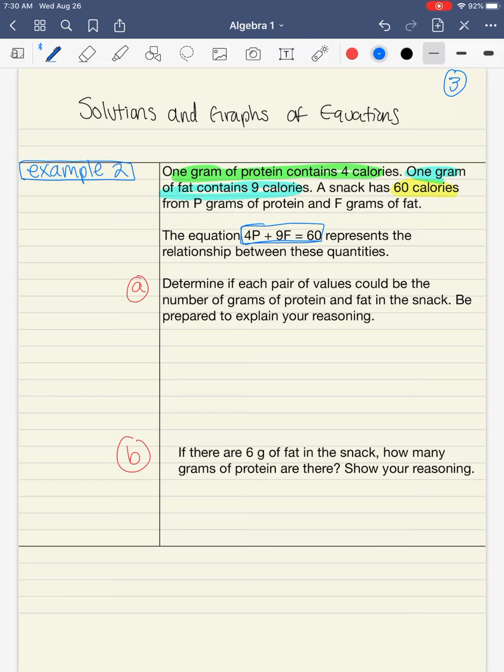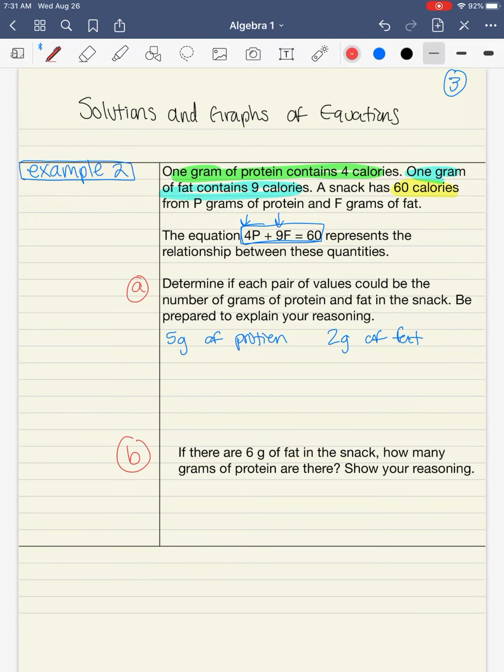So they gave us the equation as well, so we want to interpret what this equation means, as well as decide what some possible solutions are. Notice that 4 is the coefficient for P and 9 is the coefficient for F. It says determine if each pair of values could be the number of grams of protein and fat in the snack. Be prepared to explain your reasoning. So first we're going to do 5 grams of protein with 2 grams of fat and see how that works.